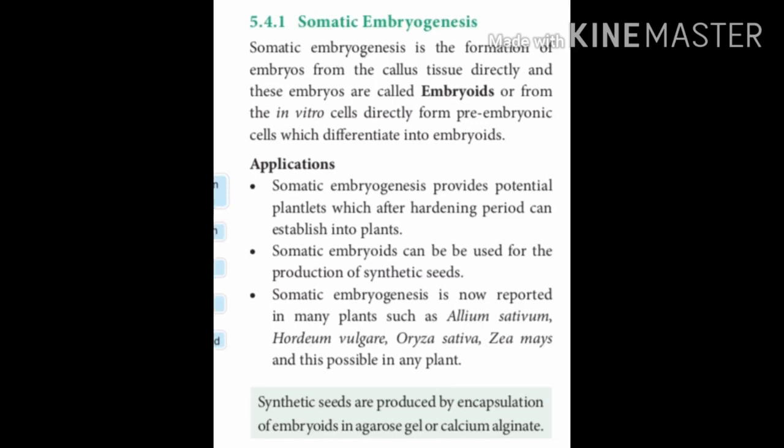So a very important thing to be noted is that the embryo is formed. Second, we call such embryos synthetic seeds. Now let's look into what synthetic seeds are. Synthetic seeds are produced by encapsulation of embryoids in agar sol gel or calcium alginate. So we take the embryo and we enclose them in the substances mentioned there, and such seeds are called synthetic seeds.